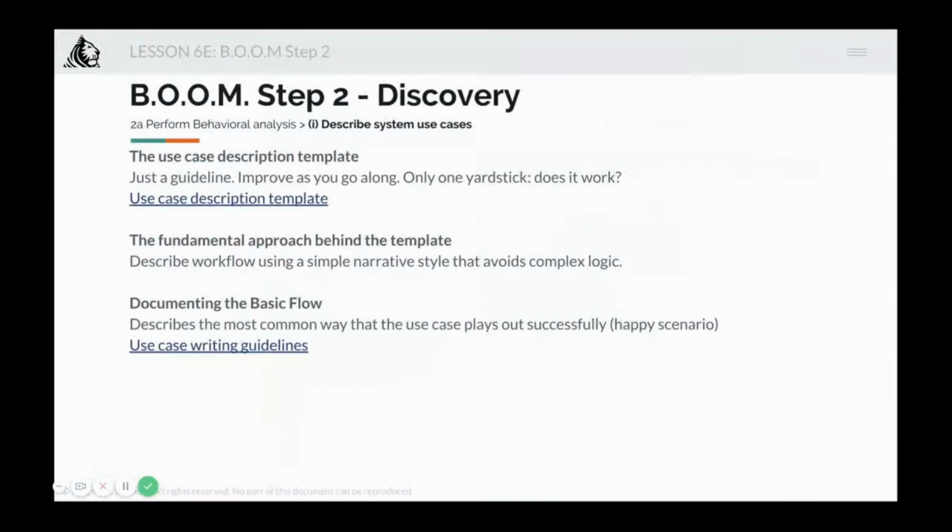So remember that whatever choices you make, there is only one yardstick. Does it work? Okay. So treat this as a template, as a guideline, but things may vary and differ for your own organization, and please adapt.